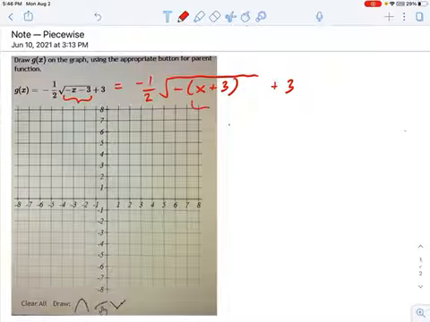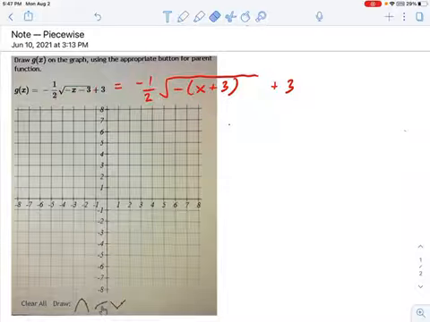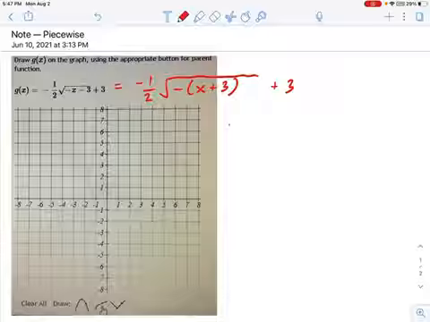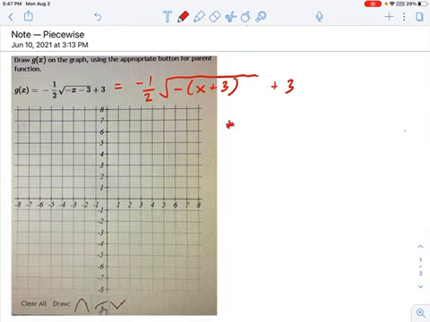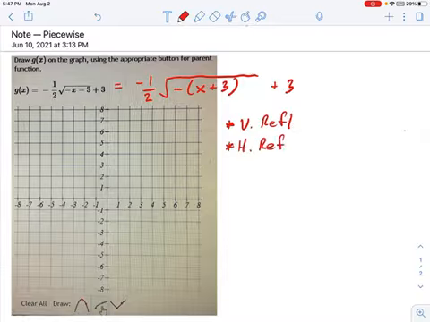And now you can see this is a shift to the left, not a shift to the right, like it might have looked like over here if you didn't look too closely. Okay, so let's talk about this equation and how to graph it. And when I graph things, I generally think in terms of what's happening. We've got a vertical reflection. I've got a horizontal reflection. Okay, see those two negative signs?